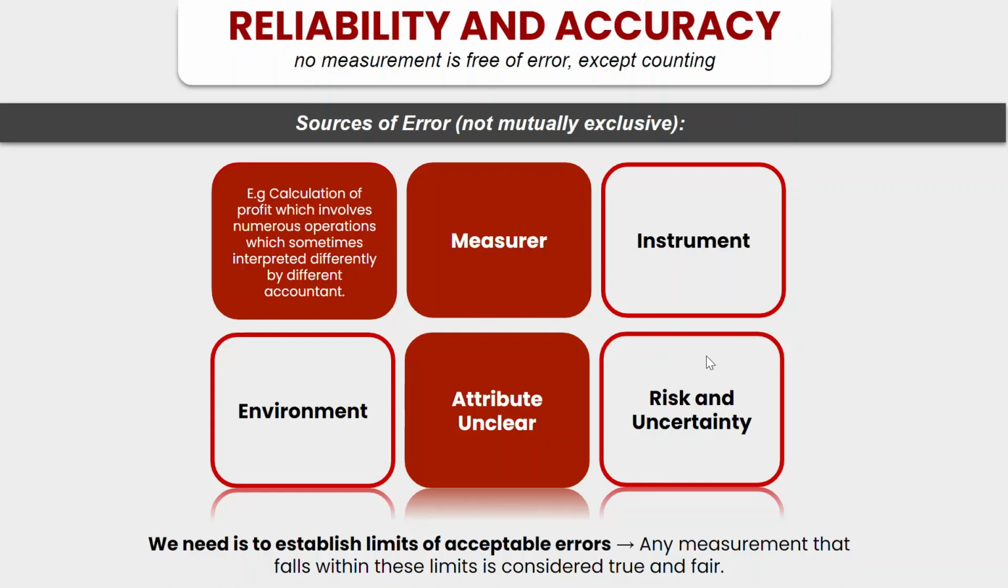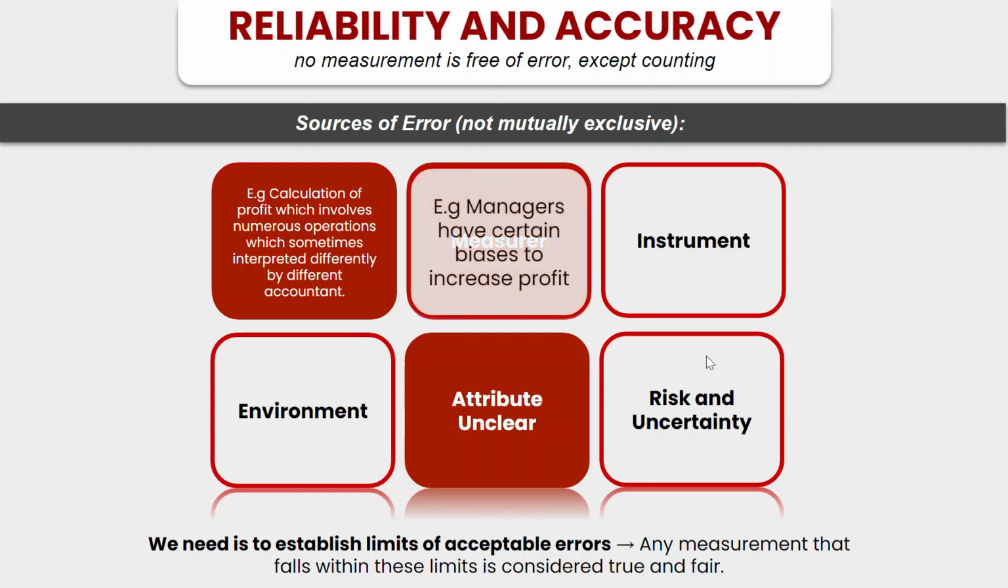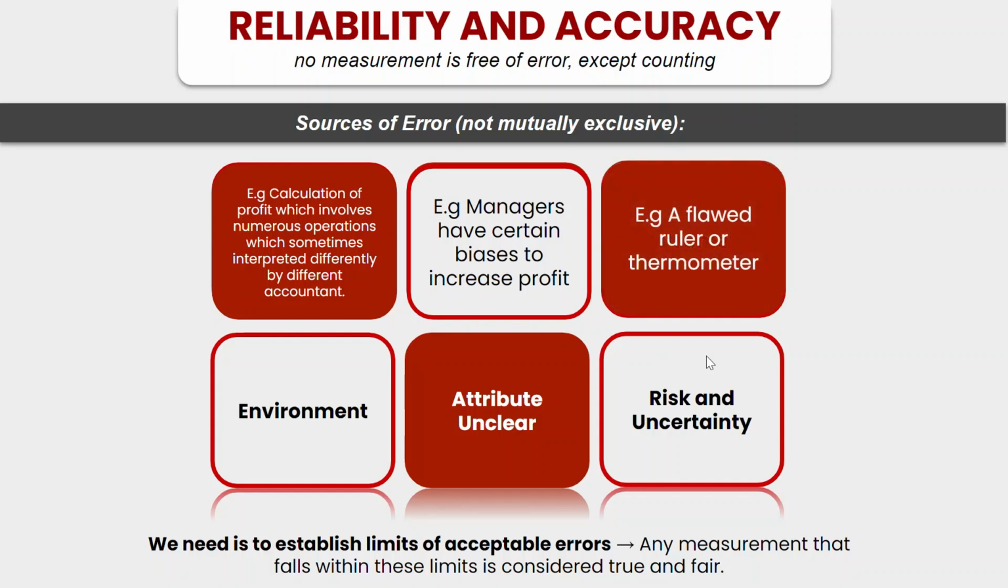The second source is the measurer itself. A measurer may misinterpret the rule, or be biased, or read the instrument incorrectly. For example, a manager who has certain biases to increase the profit recorded in the financial statement. Next is instrument. A flaw of a physical instrument used for measurement, such as a ruler, thermometer, etc., can be a source of error.